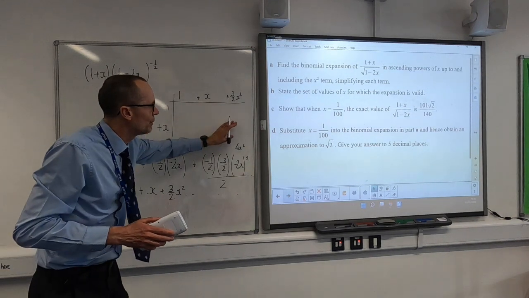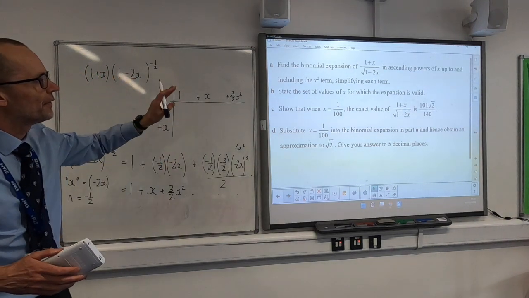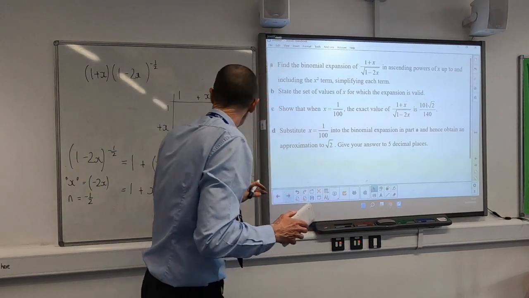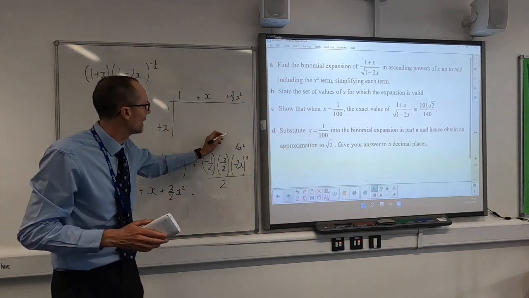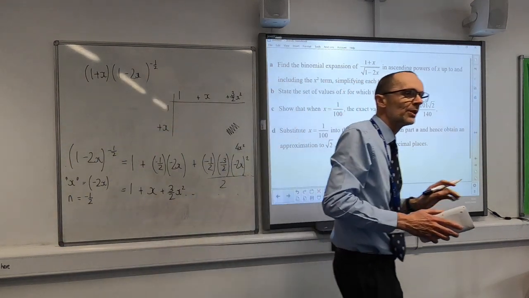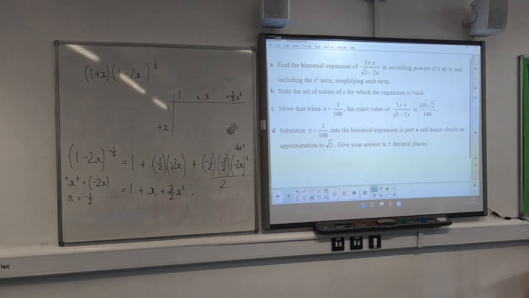So if you multiply it out, that will give us the answer to part A. There are some terms we won't need to worry about because we're going to get an x cubed term here, and we're not interested in x cubed terms. So actually, there's not a great deal of work. Well, I say it's not a great deal of work. It's not a huge amount.